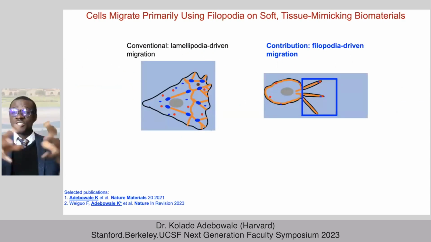So we have a conventional view that lamellipodia drives most of cell migration when cells are on a glass slide. But in more recent work, we demonstrated that filopodia drives cancer cell migration when these cancer cells are interacting with materials that are more similar to biological tissues.